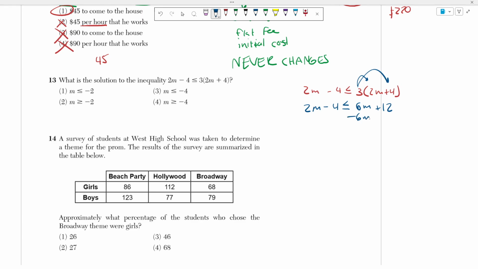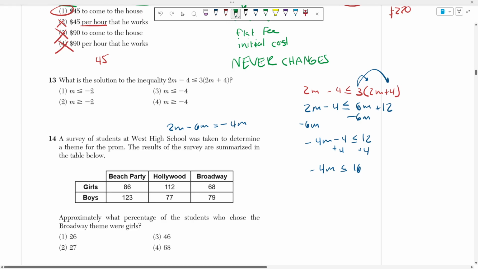Now I just need to combine like terms by moving my variables around. So I'm going to subtract both sides by 6m. 2m minus 6m is equal to negative 4m, and negative 4m minus 4 is less than or equal to positive 12. Now I'm going to add 4 to both sides, and I'm going to have negative 4m is less than or equal to positive 16. Now I want to get m on its own, right? So I'm going to divide both sides by negative 4.